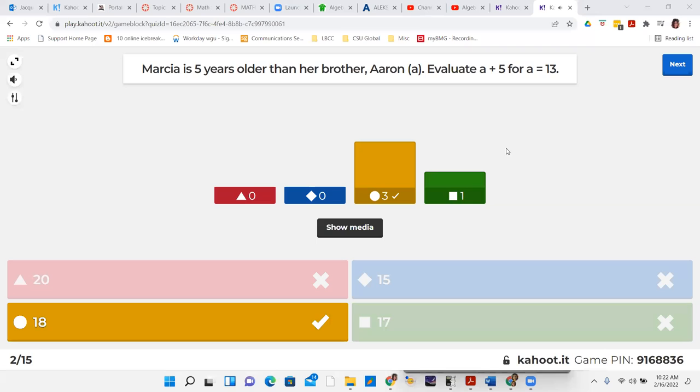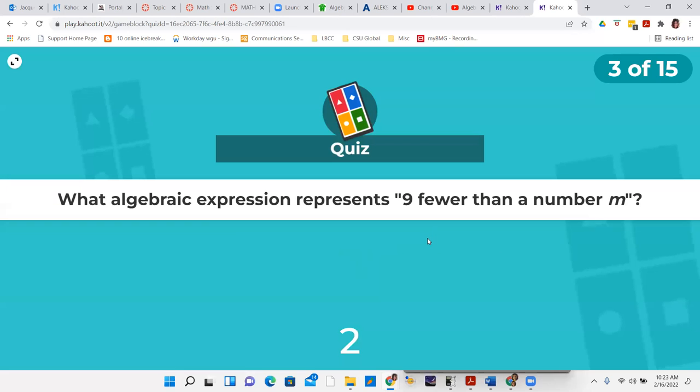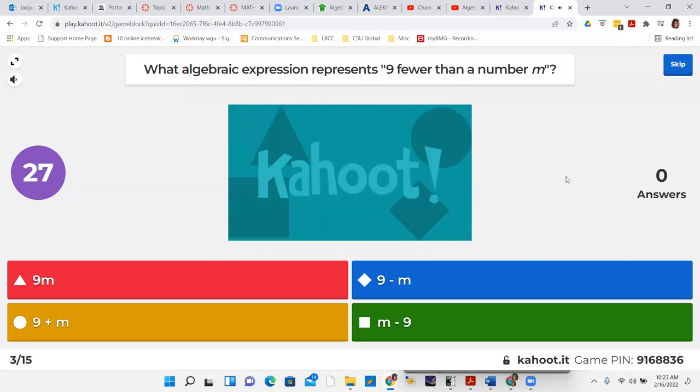All right. So remember to evaluate, right? That means to find the value or the number. And we have an expression a plus 5. And for a equals 13, you just put 13 in for a. And you do get 18. Okay. So we got 3 correct answers. Laura has a firm lead. OJ is moving up. Got 20 seconds left.